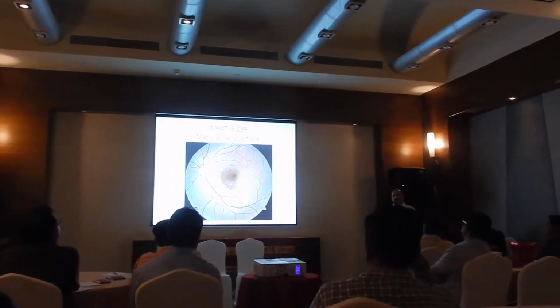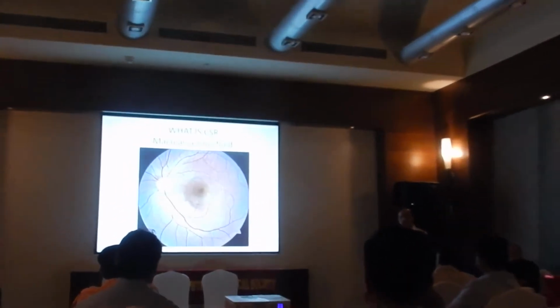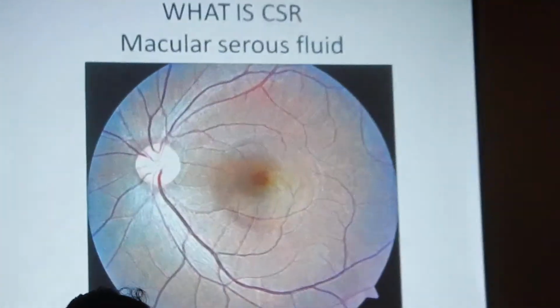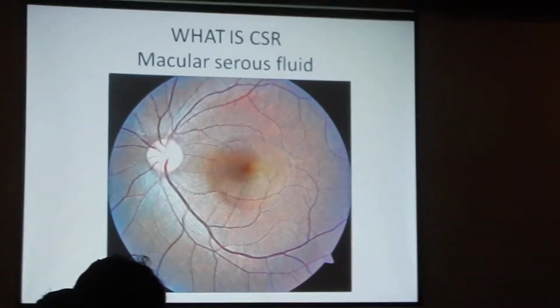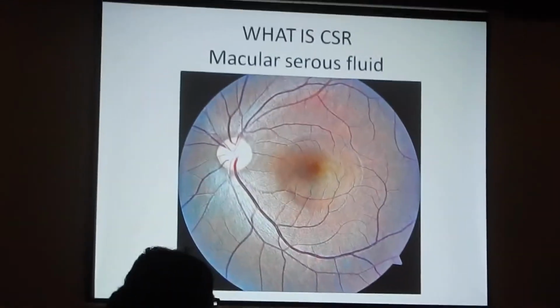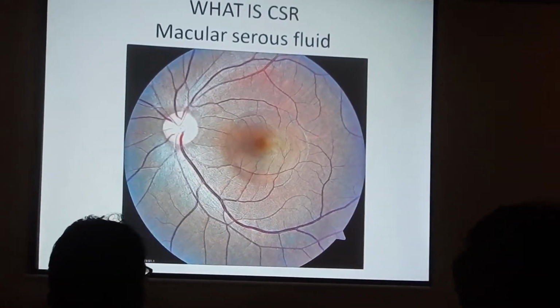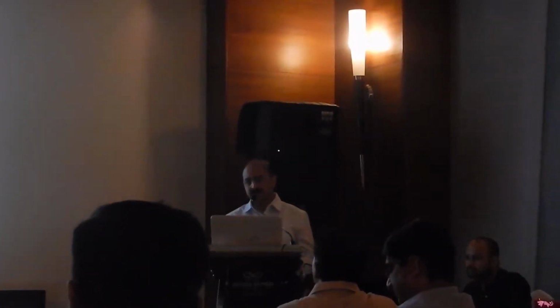They can have fluid away from the macula also, and they remain asymptomatic. So the CSR patient will remain subclinical as long as the fluid does not touch the fovea. Otherwise, they can have fluid outside the fovea for many years, many months. They can have many recurrences, but they remain asymptomatic.